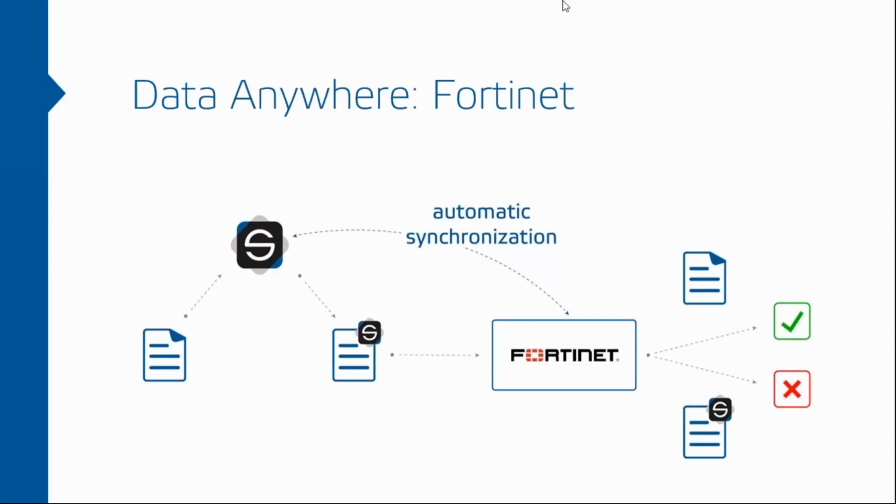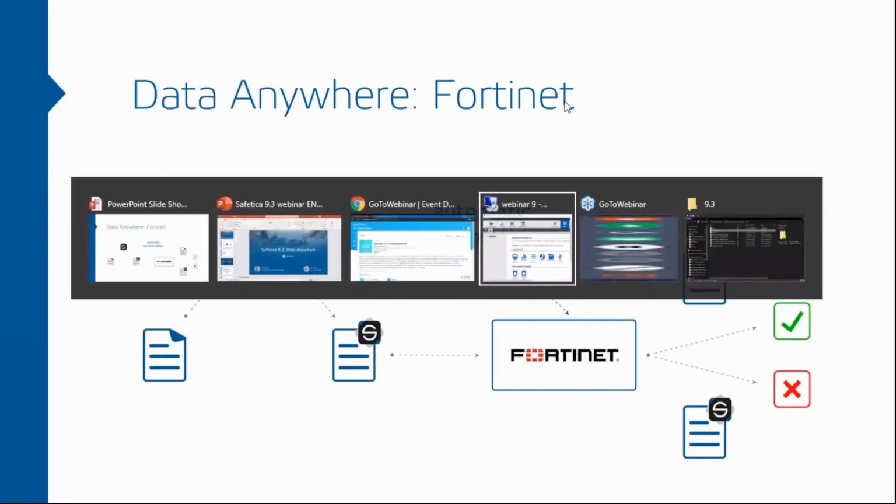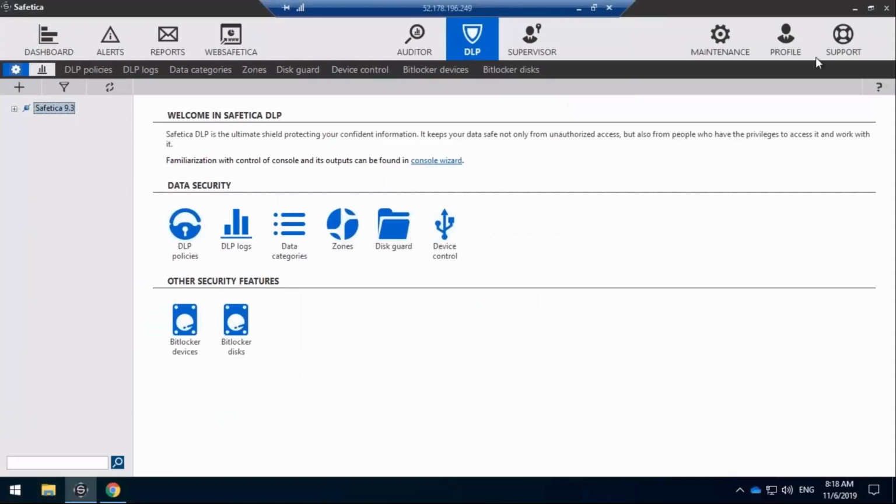And now, if everything will work fine, I would like to connect to my virtual machine. Hopefully you can see it fine. Let me just check the audience view. Yeah, should be working. So now what you see is our Safetica console, and currently I'm in the DLP section.